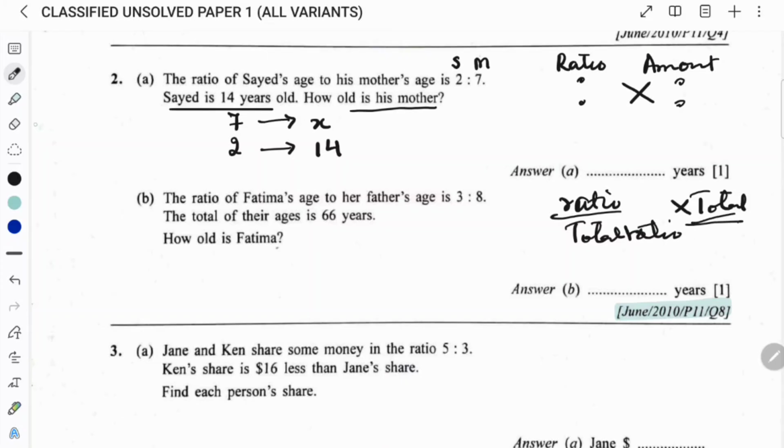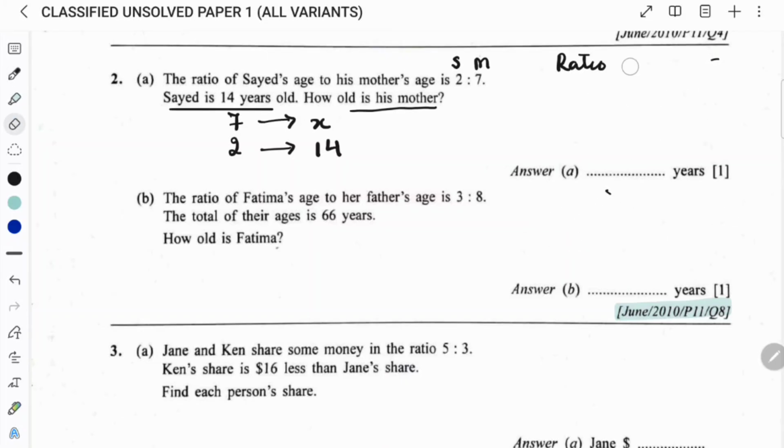This way also you use and find out the answer for the ratio questions. Okay, so I wrote 7 and 2 were the ratios, and x was the Sayyid's age, and 14 years was the mother's age. Okay, and 7 and 2 are the ratio. Simply cross multiply and get the answer.